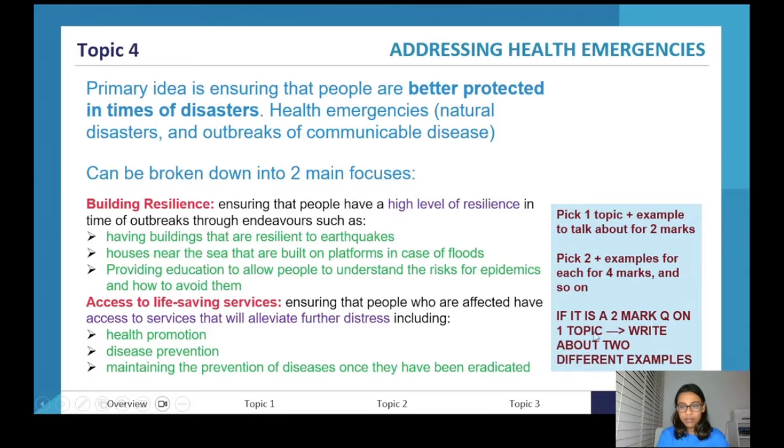And then again, same thing for the next priority. It has 2 main focuses. So it's got building resilience, then access to life-saving services. Green are your examples here.